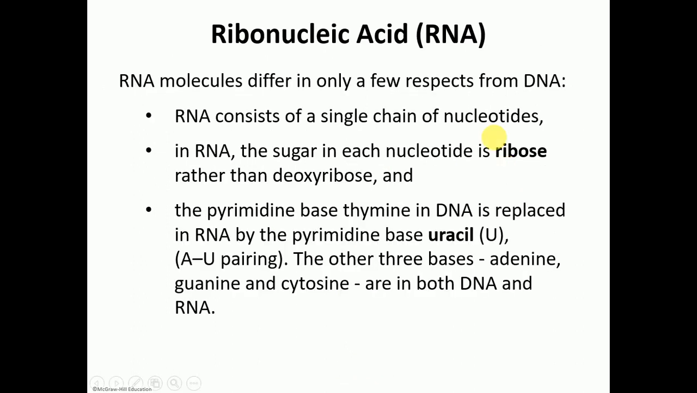RNA, on the other hand, is a single chain of nucleotides. Okay, so it's not double-chained like DNA. It's just one single chain of nucleotides. The sugar is ribose sugar. And for the bases, they're all the same except RNA does not have thymine. RNA has uracil instead. Okay, and so if you read a sequence of bases and uracil comes up on there, you would automatically know that this is a strand of RNA.